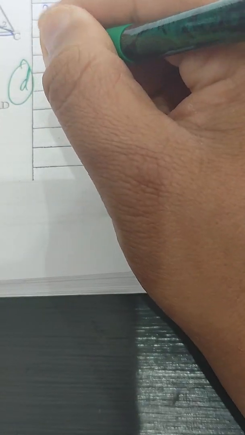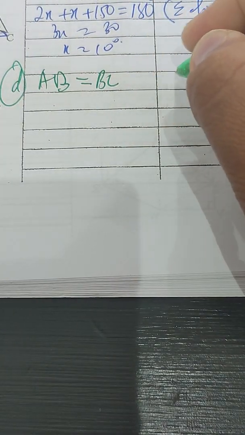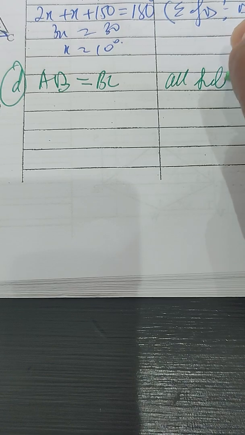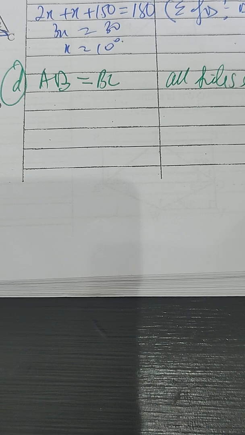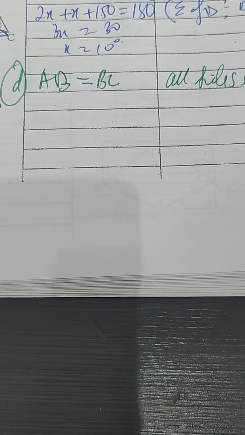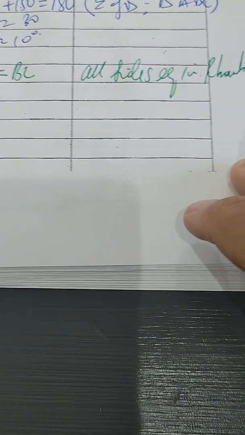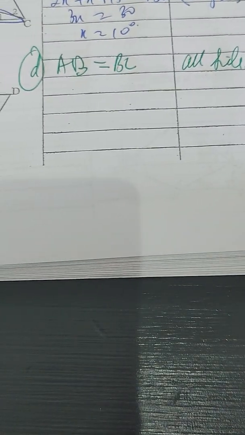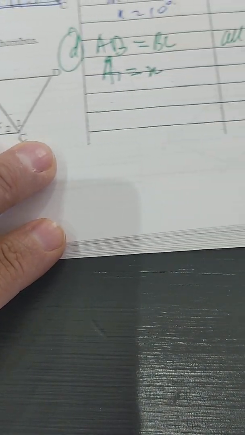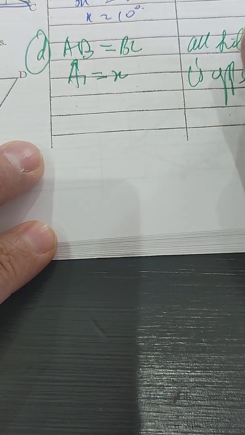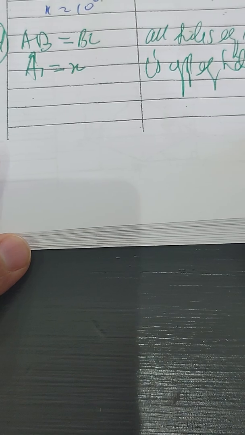So firstly we're going to say that AD or AB is equal to BC. Why? Because it's all sides equal in a rhombus. Okay, so with that we can say that A1 is equal to x. Why? Angles opposite equal sides. Okay, no, my handwriting is bad. Alright, sorry about that. So I got x plus 50 is equal to 180.